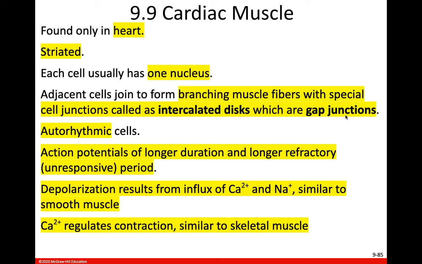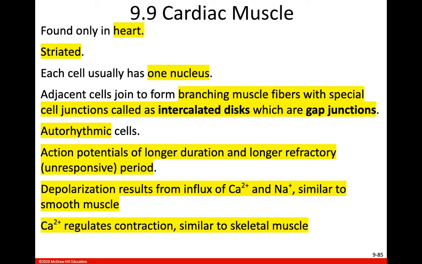Remember, these are gap junctions similar to the gap junctions that we have in smooth muscle tissue, in the sheets of smooth muscle tissue or the bundles of smooth muscle tissue. These gap junctions are communicating junctions, so they allow ions to move across so that the contraction can be conducted smoothly across the entire sheet of smooth muscle, or in this case across the entire heart muscle.